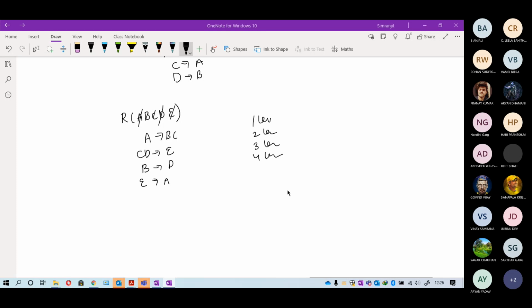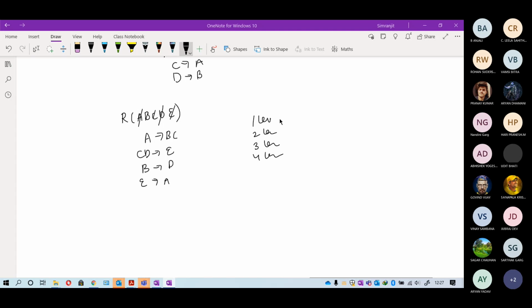Okay, so A is the correct answer, but there will be more than one candidate key here. Okay, also try all the possible combinations. Okay, so I'll tell you a little bit of a trick to solve this question.